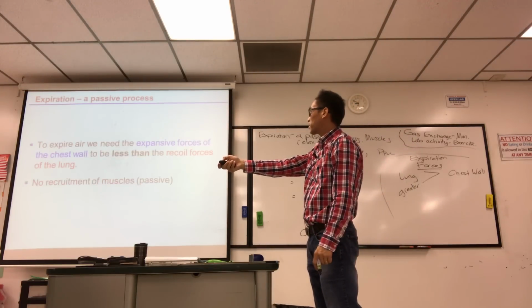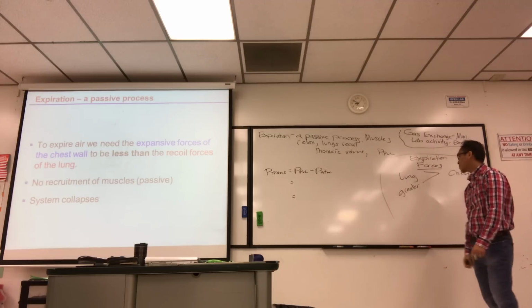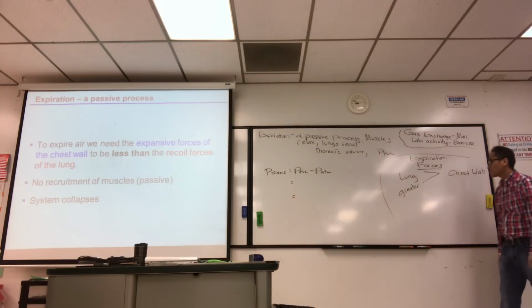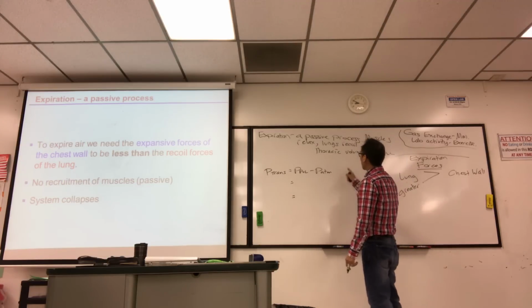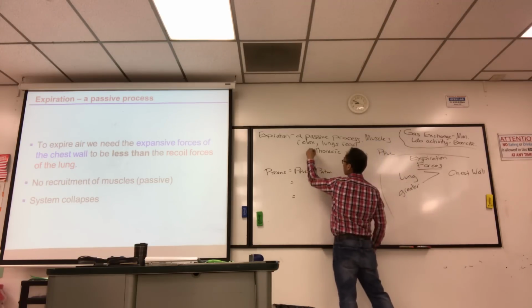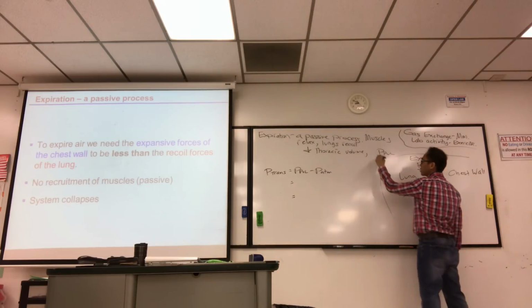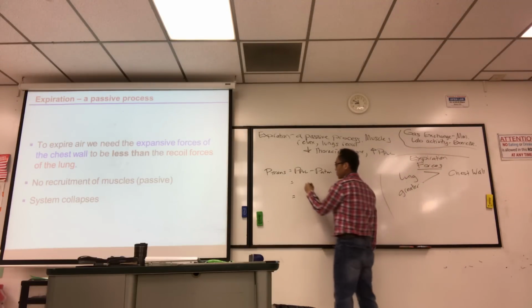Now for expiration, no recruitment of muscles, system collapses, lungs are greater. So this is correct. Because the thoracic volume decreases when your chest wall collapses, you increase the intrapulmonary pressure. Okay? So the P-pulm changes to +1.